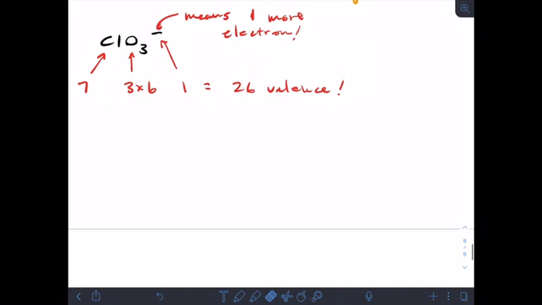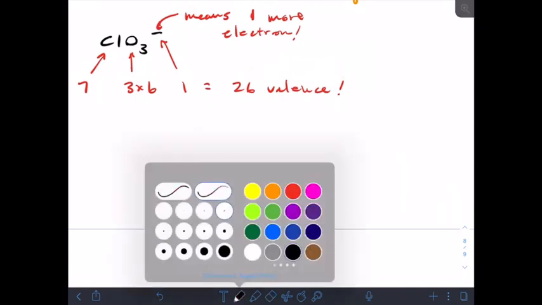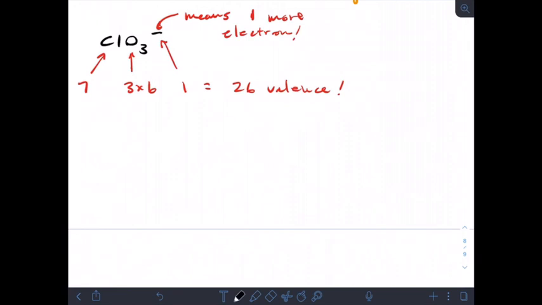All right? So let's continue with our chlorate example here. I have 26 valence electrons. I'm going to draw a symmetrical structure, and chlorine happens to be least electronegative, so it goes in the center. Then I subtract 2 for each bond that I've drawn. That's minus 6, which means there are 20 left over to put on my molecule.